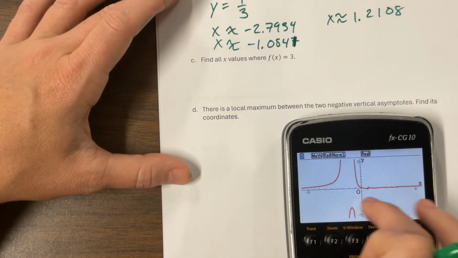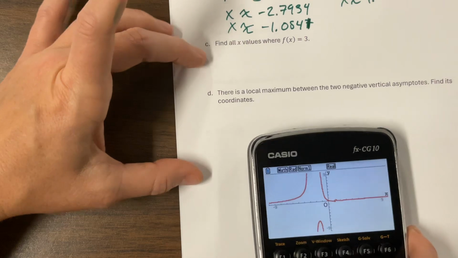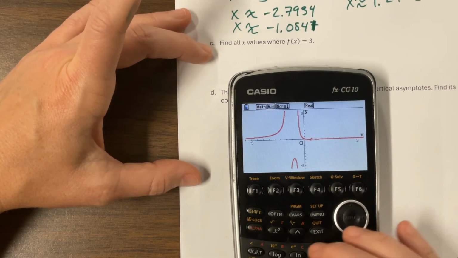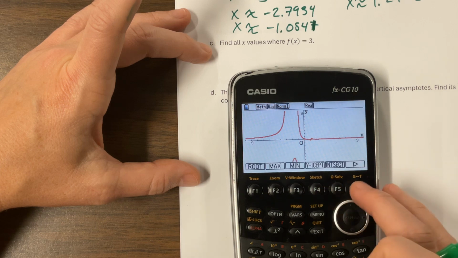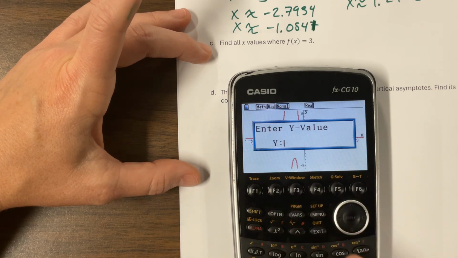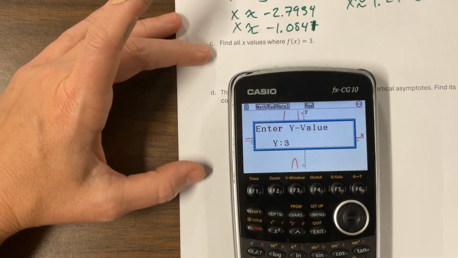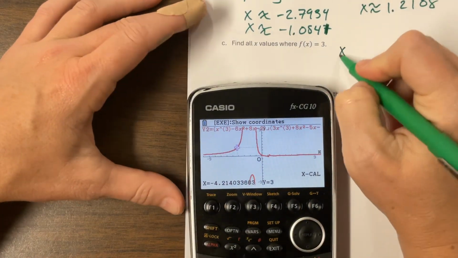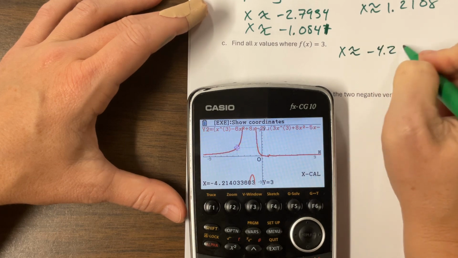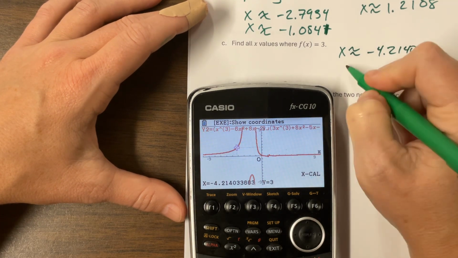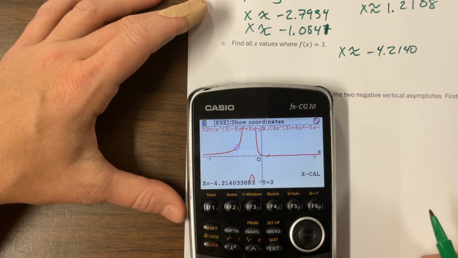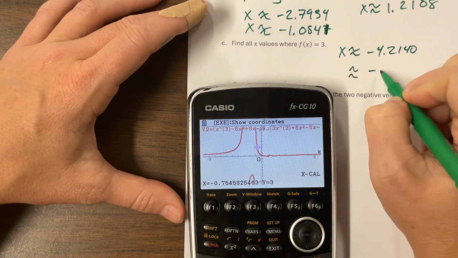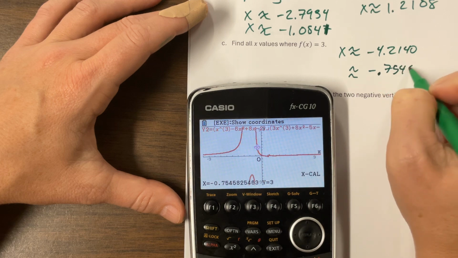Okay, so weird stuff is happening here, we just can't even tell. Find all values when f of x equals 3. So I may come in, gsolve, I can do an xcal, and I can say when y equals 3, what does x equal? Okay, and so x is approximately negative 4.2140, and I think I can go over and find that x is approximately negative 0.7546.